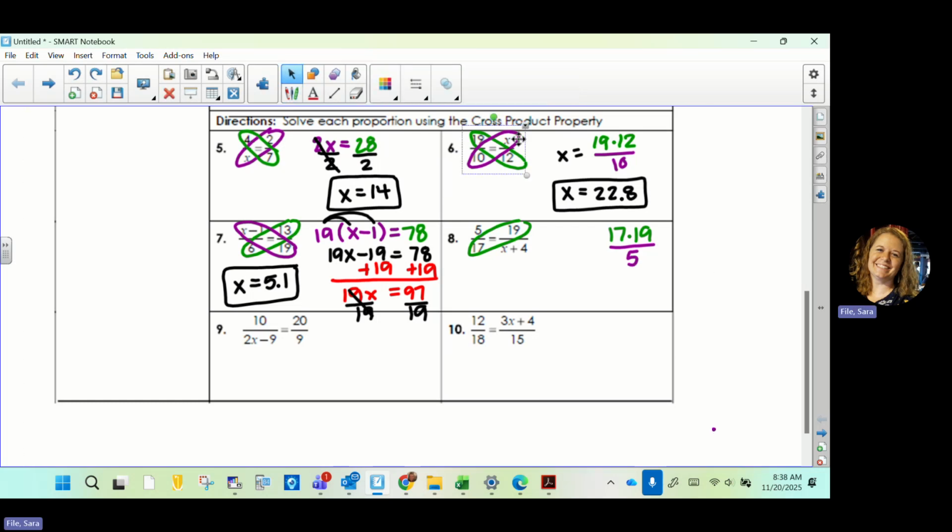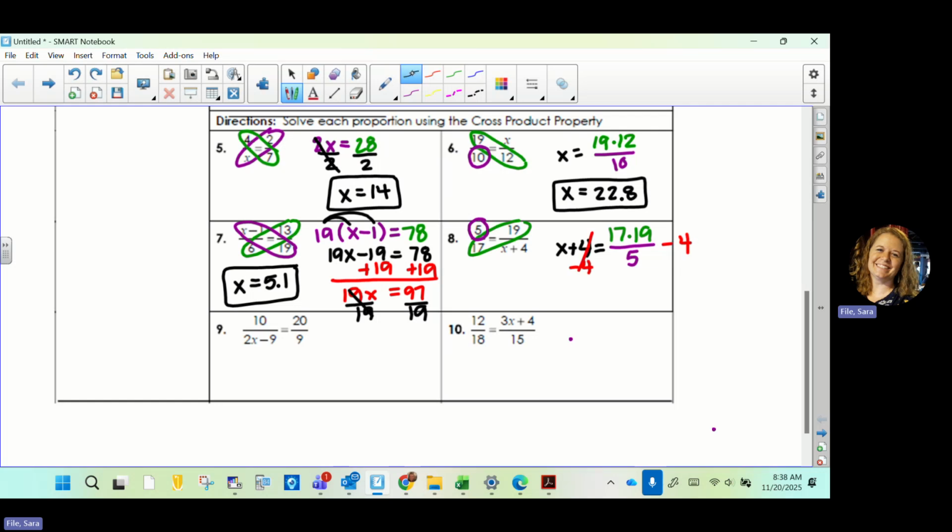But instead of just being done, like here, I divided by the 10. Here I would divide by the 5. But instead of equaling x, it's going to equal x plus 4. So then how would I get rid of that 4? How would I move that 4 to the other side? It's plus 4. What's the opposite? Minus 4. So I could write that minus 4 out here like this.